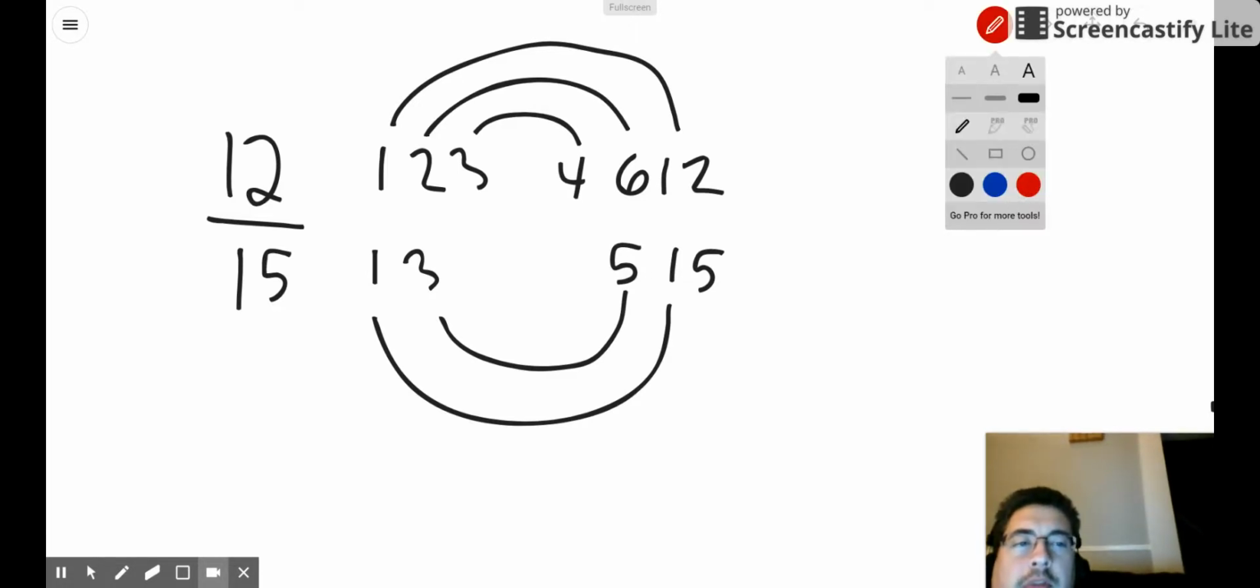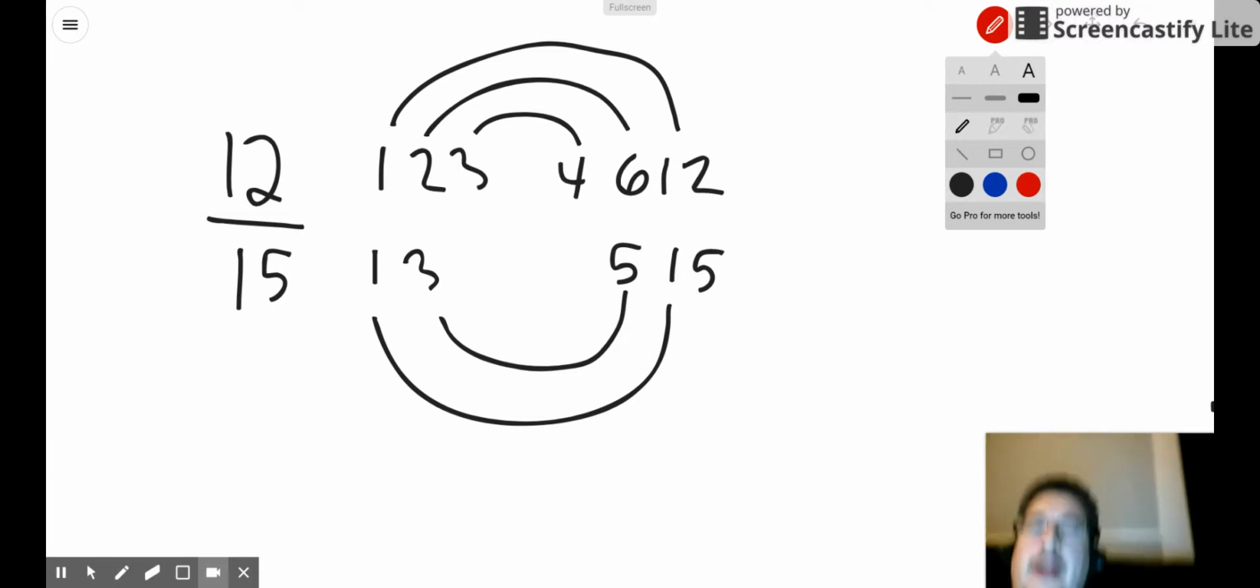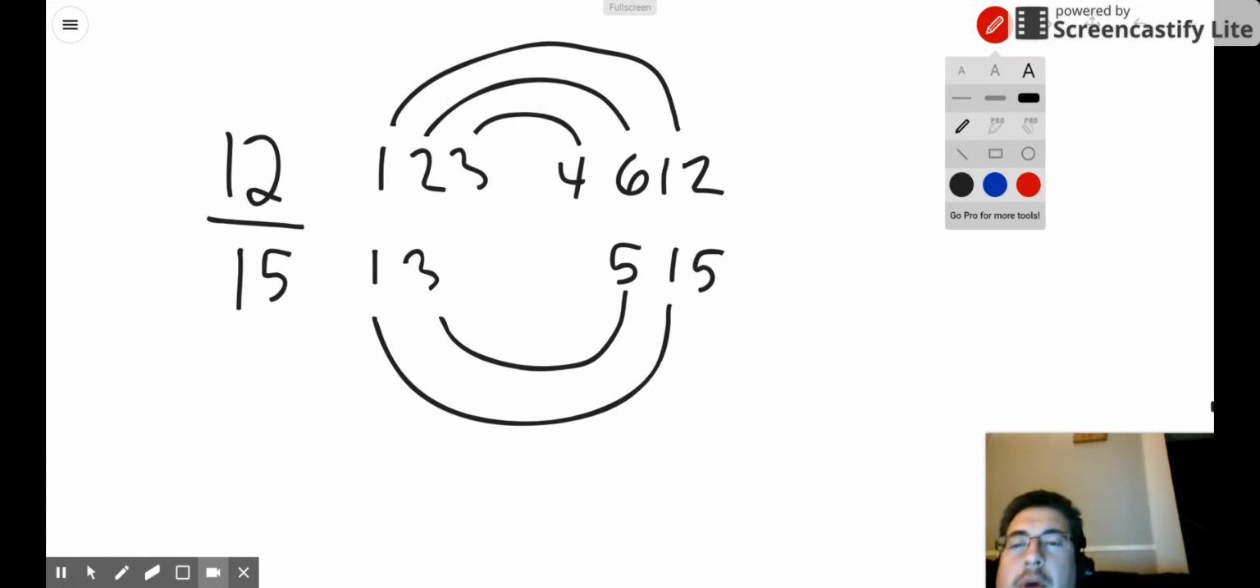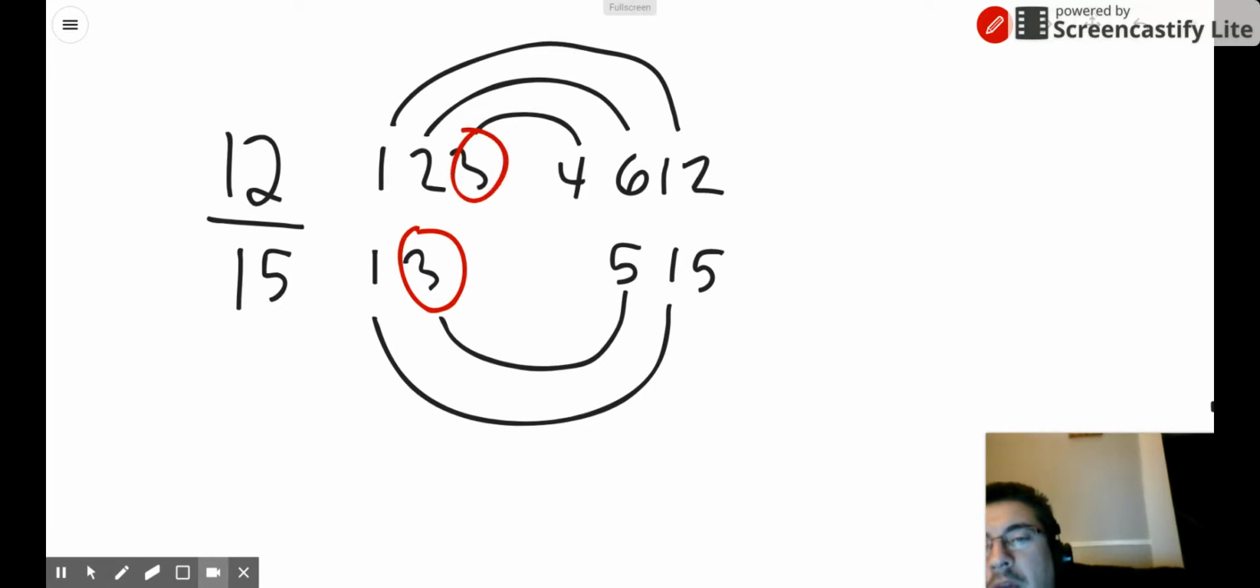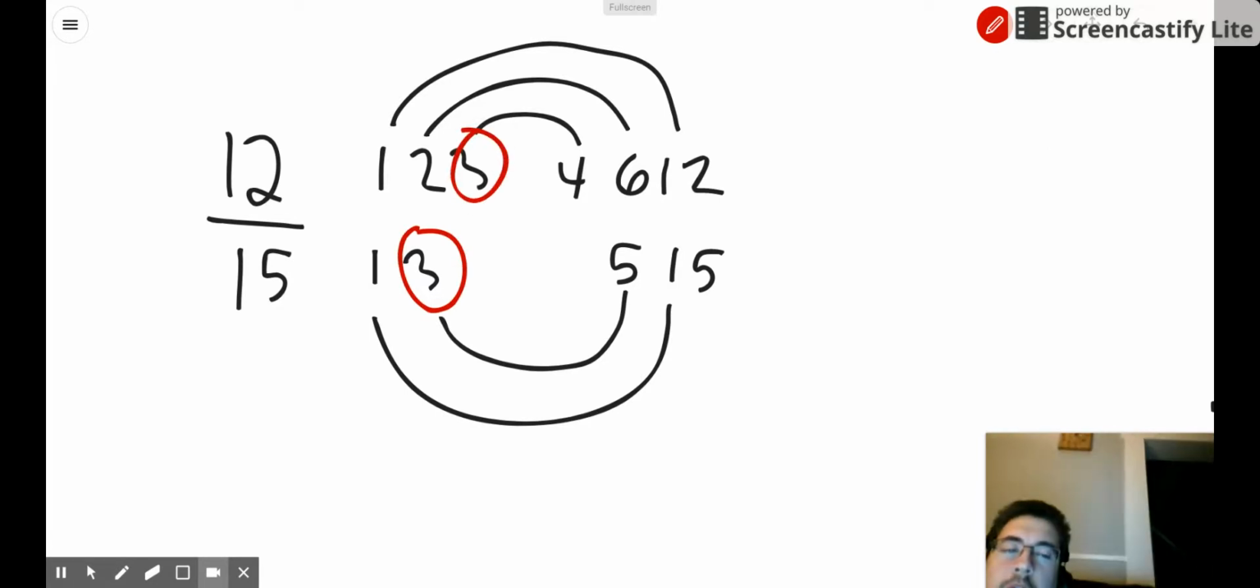So here comes the fun part. I'm going to find a factor that 12 and 15 have in common, but it's going to be the biggest one. So they both have 1 in common, but that's not really interesting. It's certainly not the biggest factor, but they do have 3 in common. So the biggest factor they both have in common is 3.